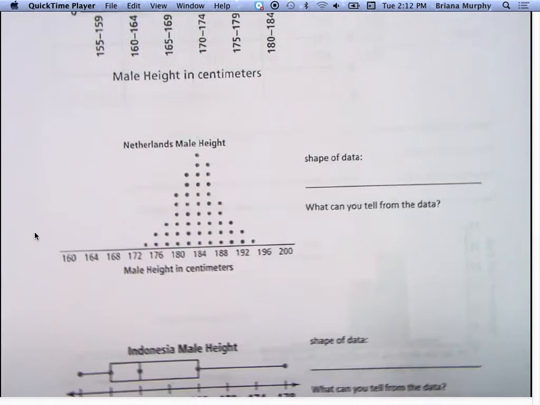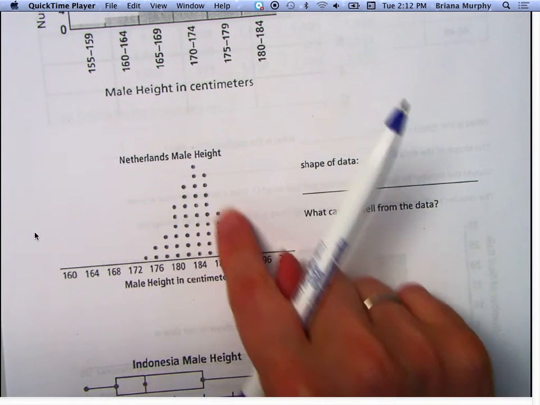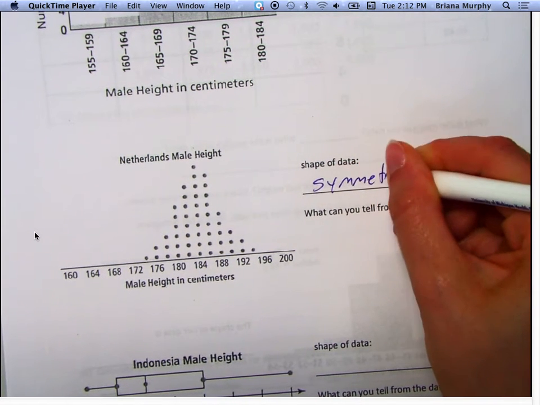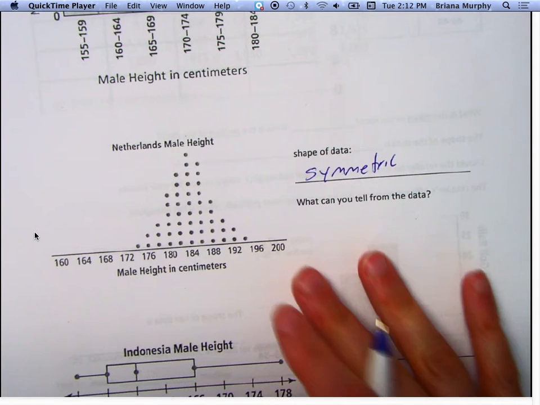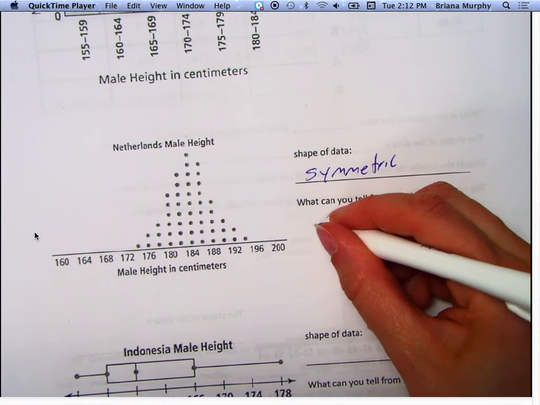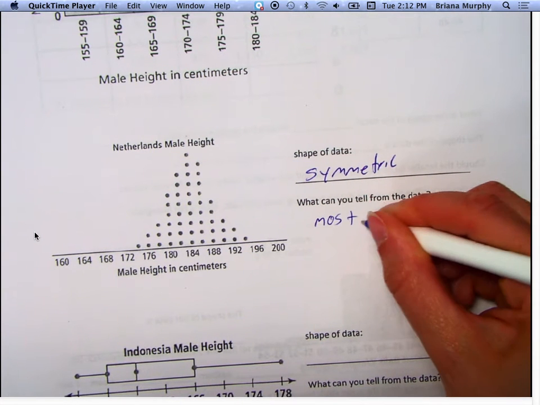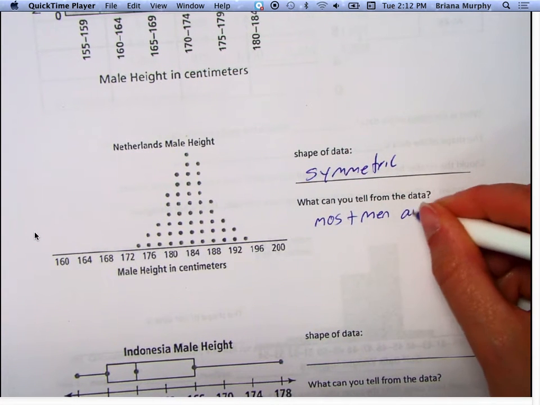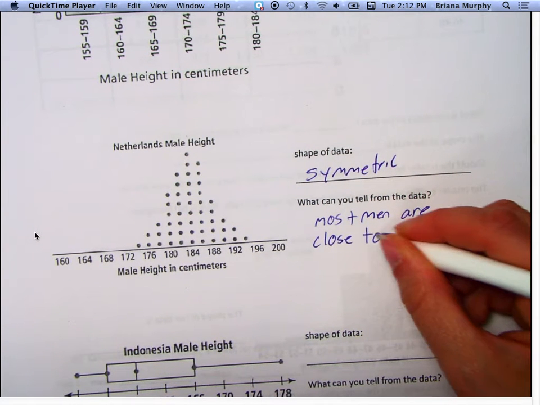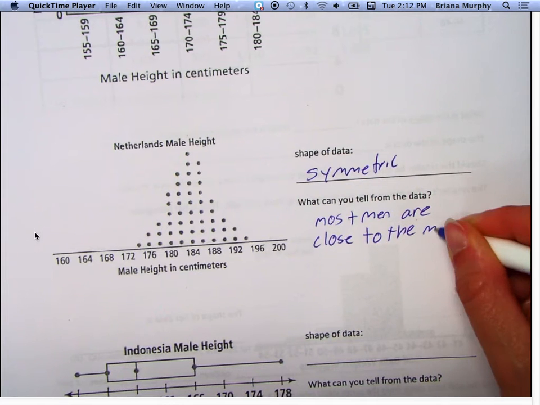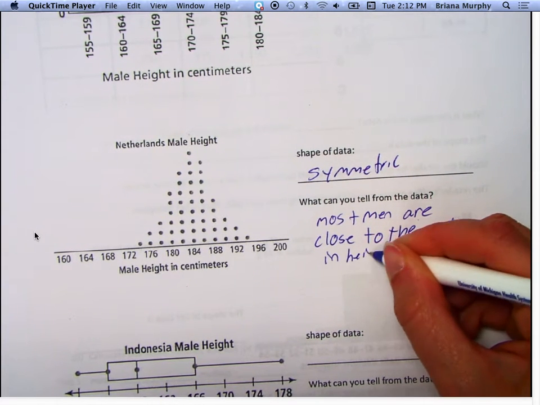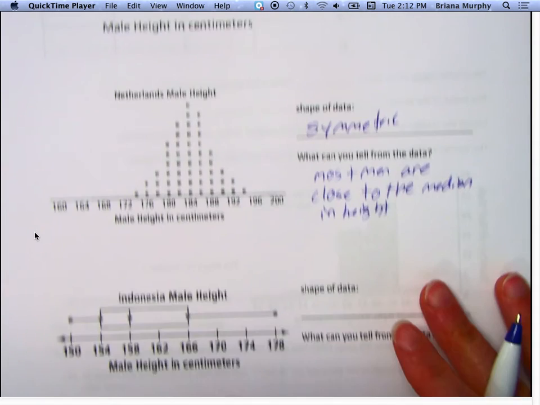Okay. What about this one? What does this one look like to you guys? Symmetric. So most men are close to the median in height. Okay. Here's our box plot.